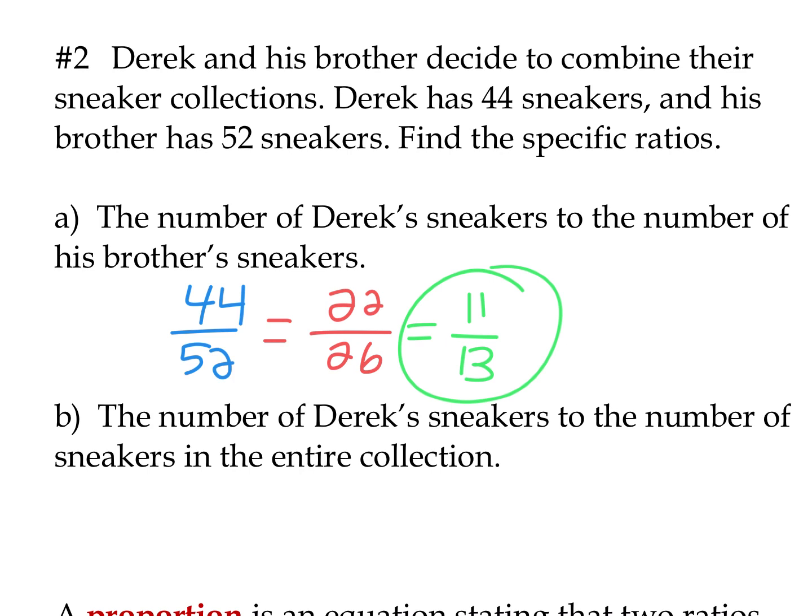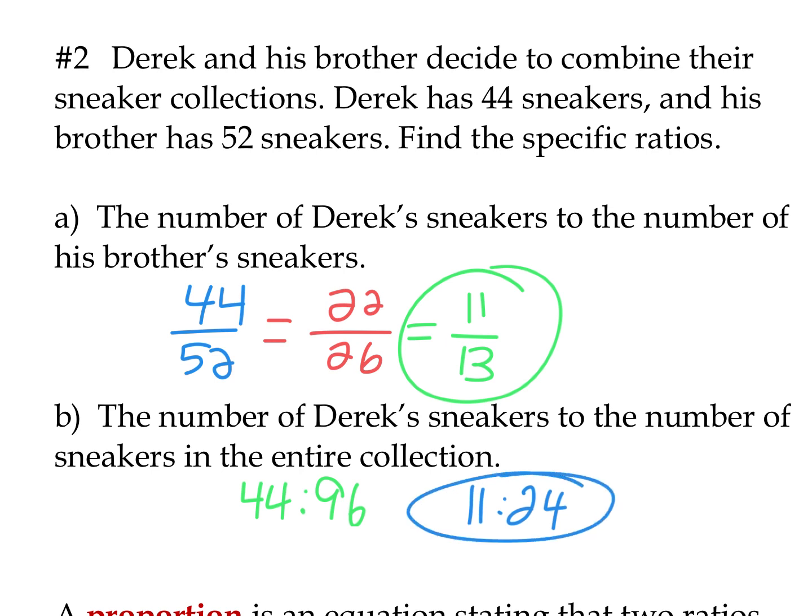Next, we want to write a ratio for the number of Derek's sneakers to the number of sneakers in the entire collection. So the number of Derek's sneakers is 44. To the entire collection, we'd add those together, get 96. Okay, so let's see if we can divide these both by 4 again. So if I do 44 divided by 4, I get 11. And 96 divided by 4 is 24. 11 to 24, again, if you simplified by a factor of 2 at first and then did that again, that works. 11 to 24, that's the number of Derek's sneakers to sneakers in the entire collection.